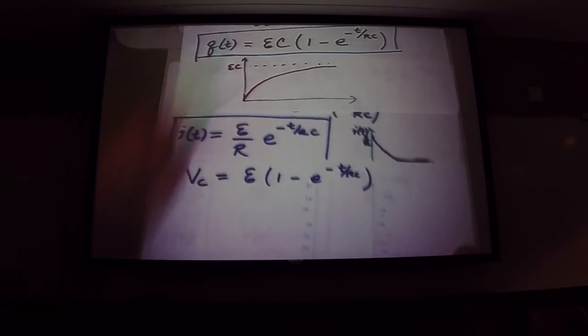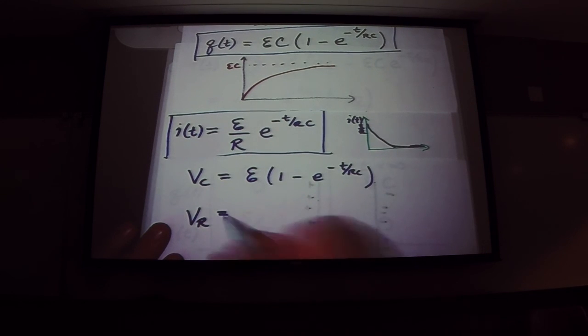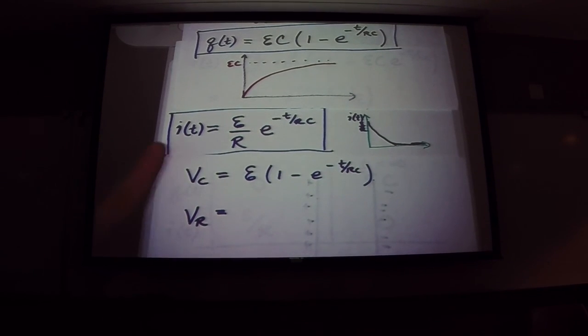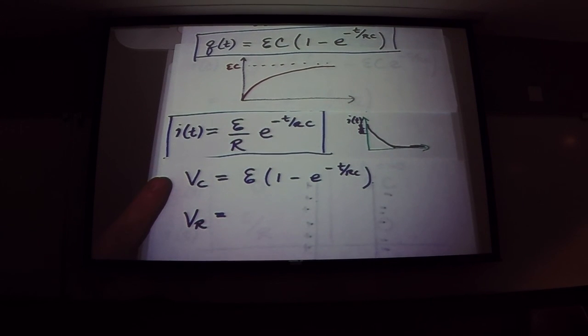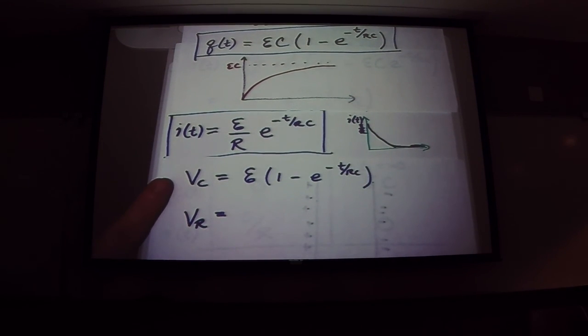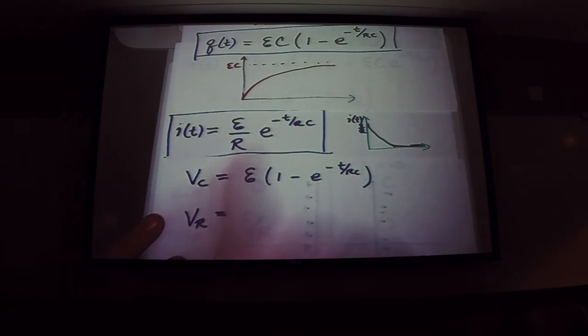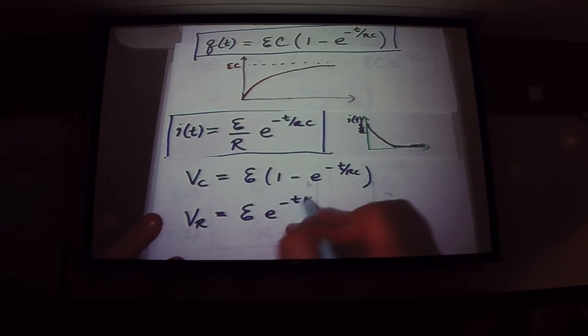For the resistor, I take the current multiplied by what? Voltage across the resistor is equal to the current multiplied by R, the resistance. So you multiply this by the resistance, and what do you get? You get E times e to the minus t over RC.